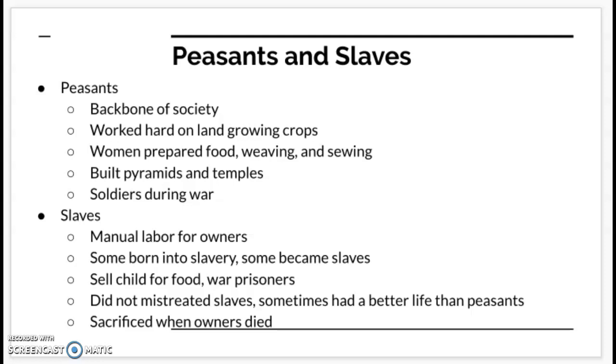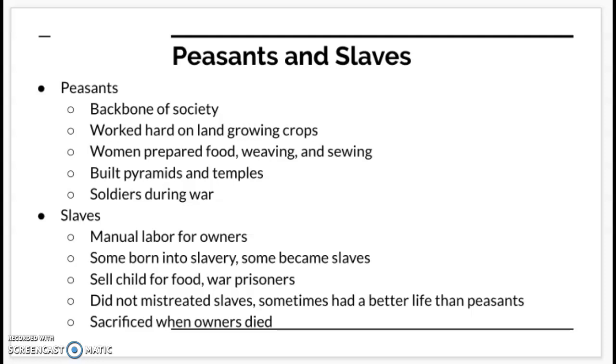Then we have the slaves. The slaves were the manual labor for owners. Some were born into slavery and some became slaves because some parents would sell their children for food if they ran out of money, or some slaves might be people that they captured in war.